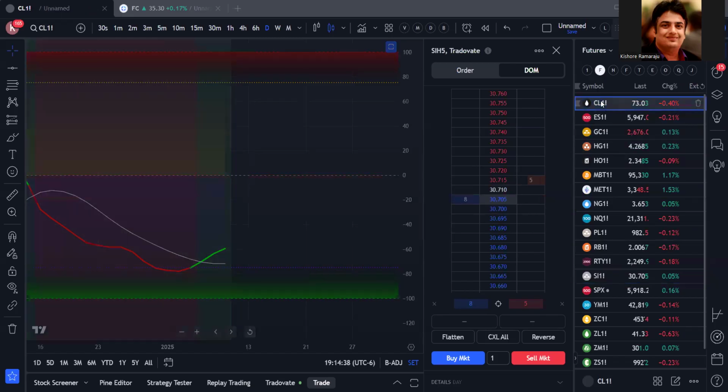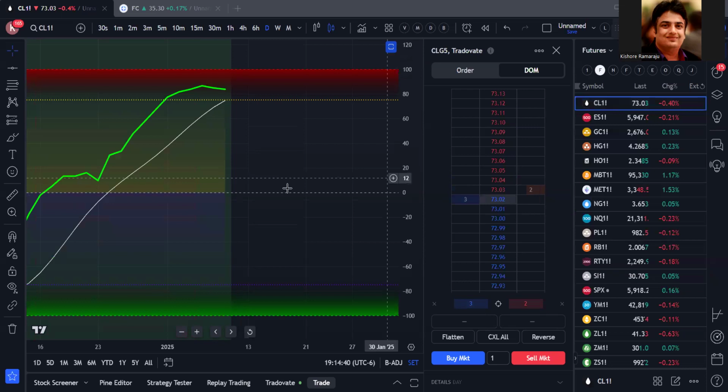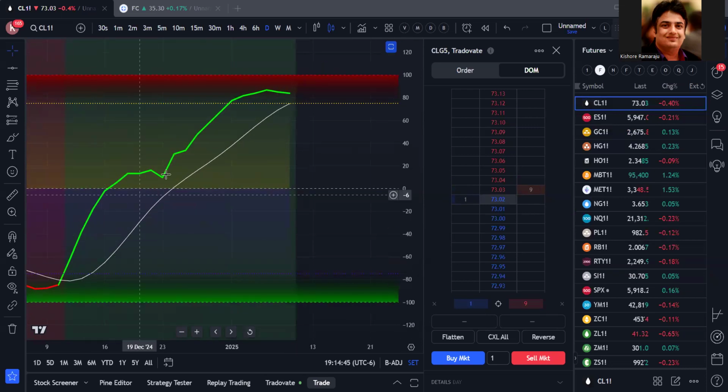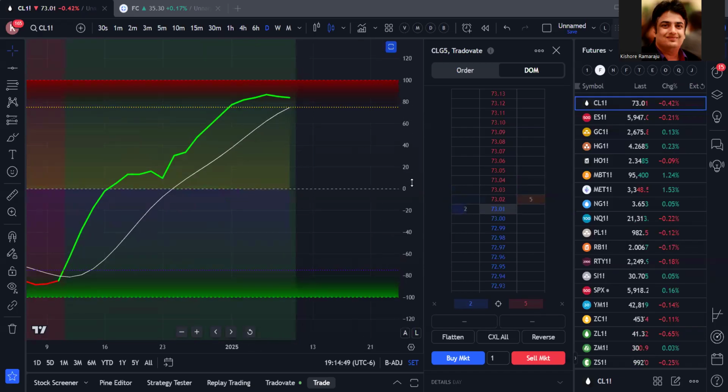Right. So now let's go one by one. Crude oil. So what do you think can happen to crude oil? Do you think buyers are in full control or sellers are in control? This is like the oversold area. This is like the overbought area.